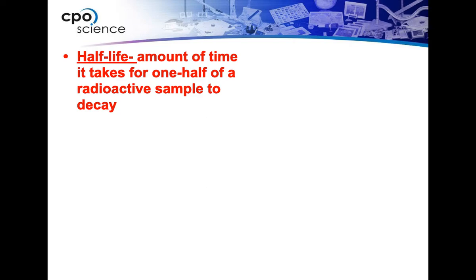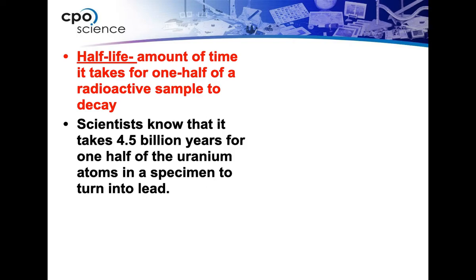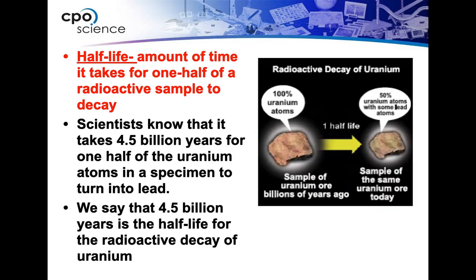The amount of time it takes to turn from that unstable to stable element is called a half-life. So half-life is the amount of time it takes for 1/2 of a radioactive sample to decay. It's just like a clock, clockwork. Depending upon the element, it's going to depend upon what the half-life is for that element. This slide uses the picture of uranium. Scientists know that it takes 4.5 billion years for 1/2 of the uranium atoms in a specimen to turn into lead.